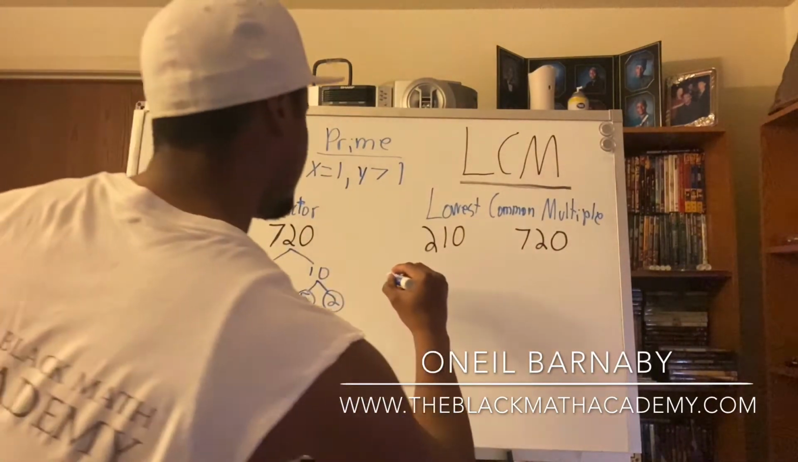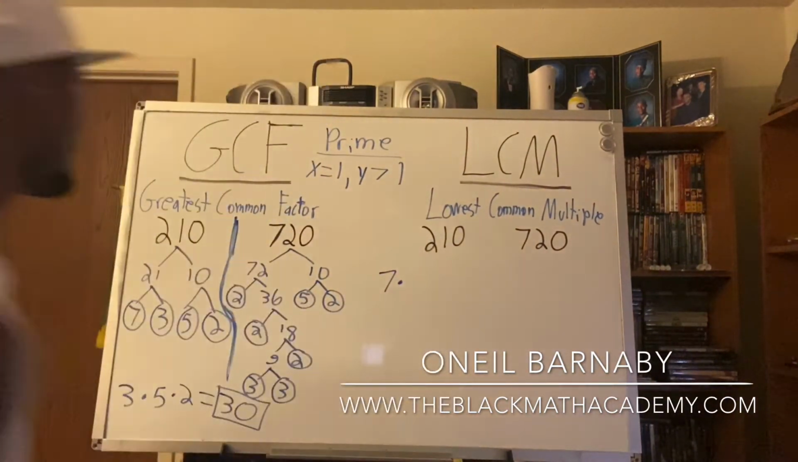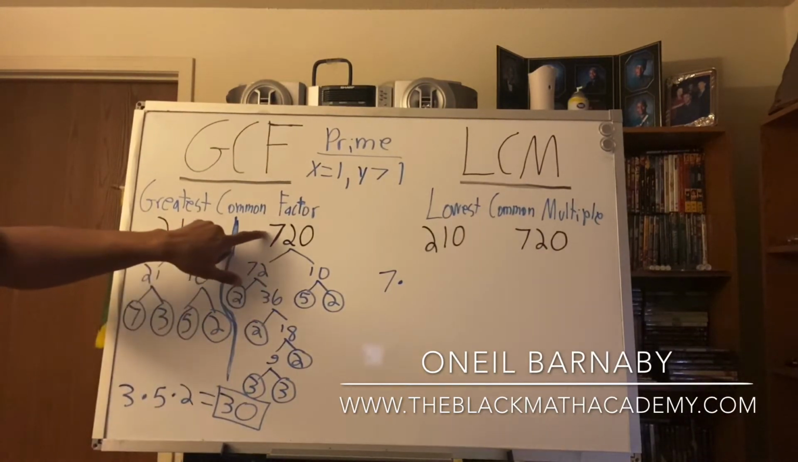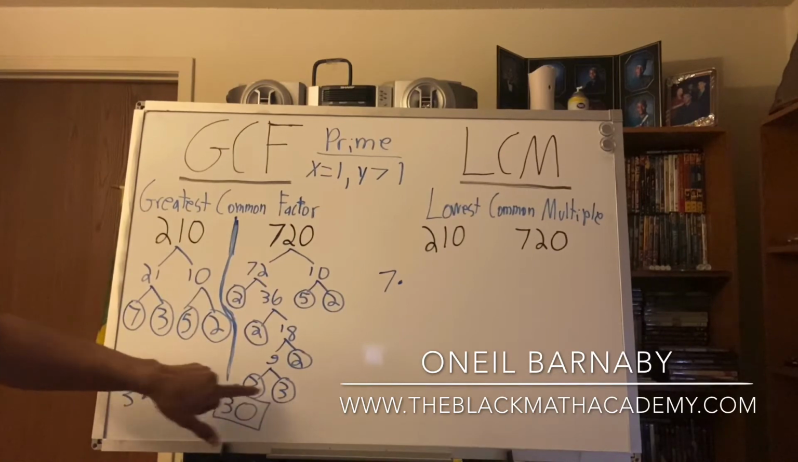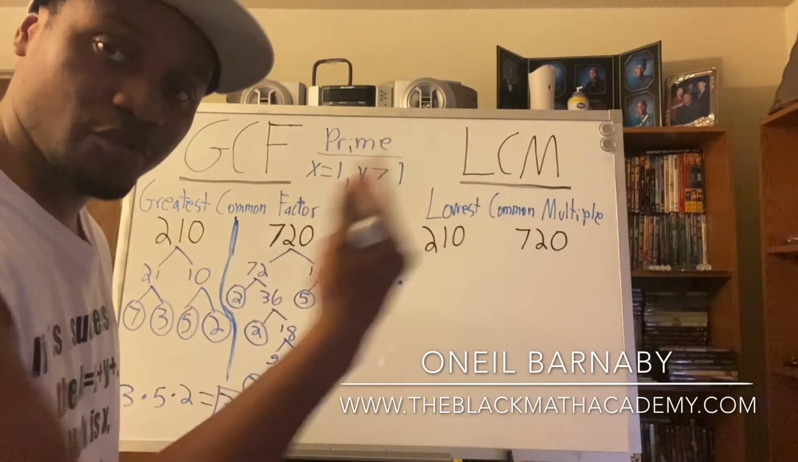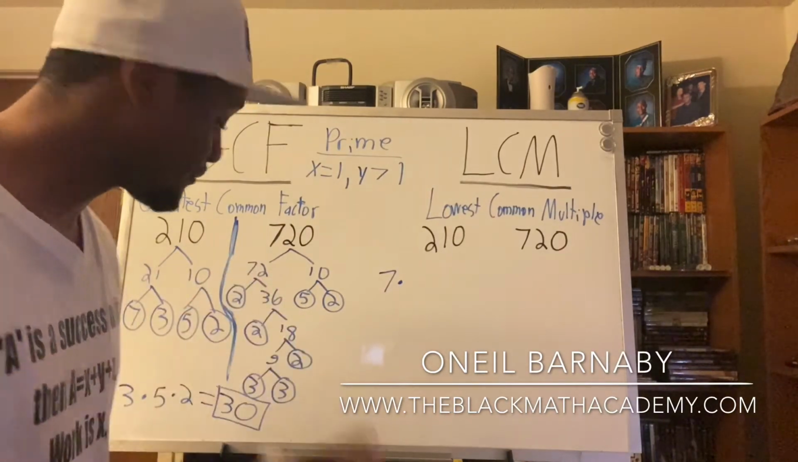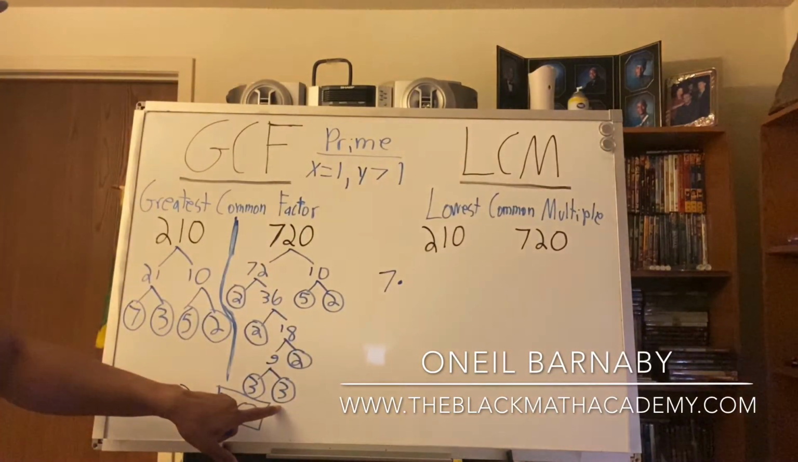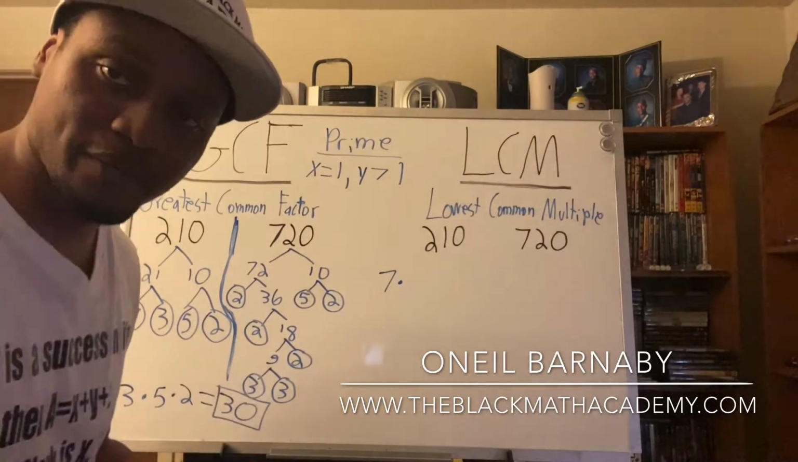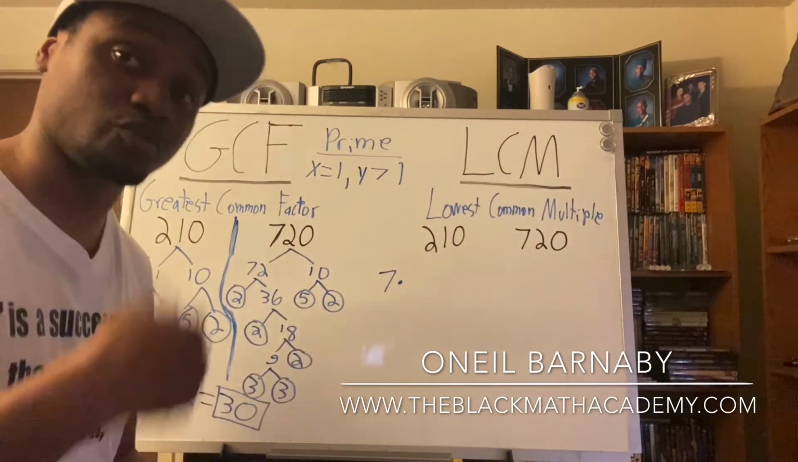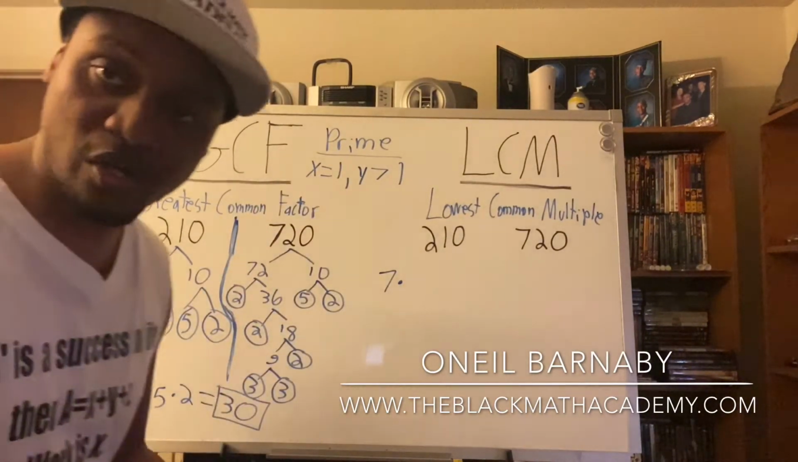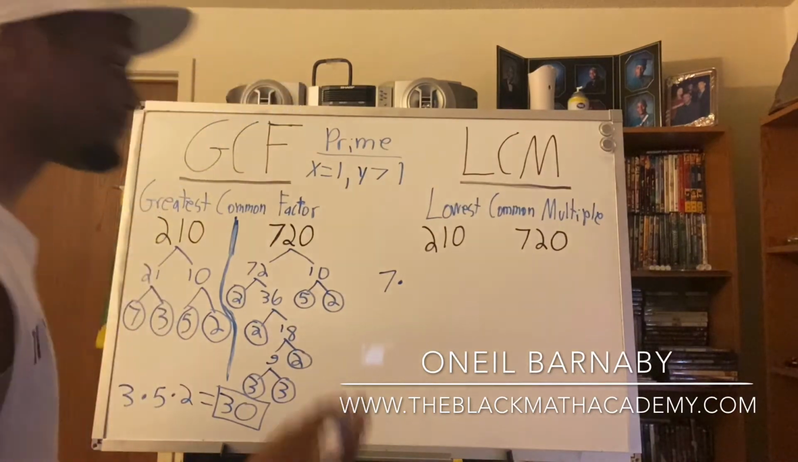So 7. So for this 3, 210 has 1 3. 720 has 2 3s. So the greatest number of times we see that 3 on either side is twice. Because it's 2 times over here, but it's only 1 time over here. So the greatest number of times, not the total number of times, but the greatest number of times we see it on either side is twice.